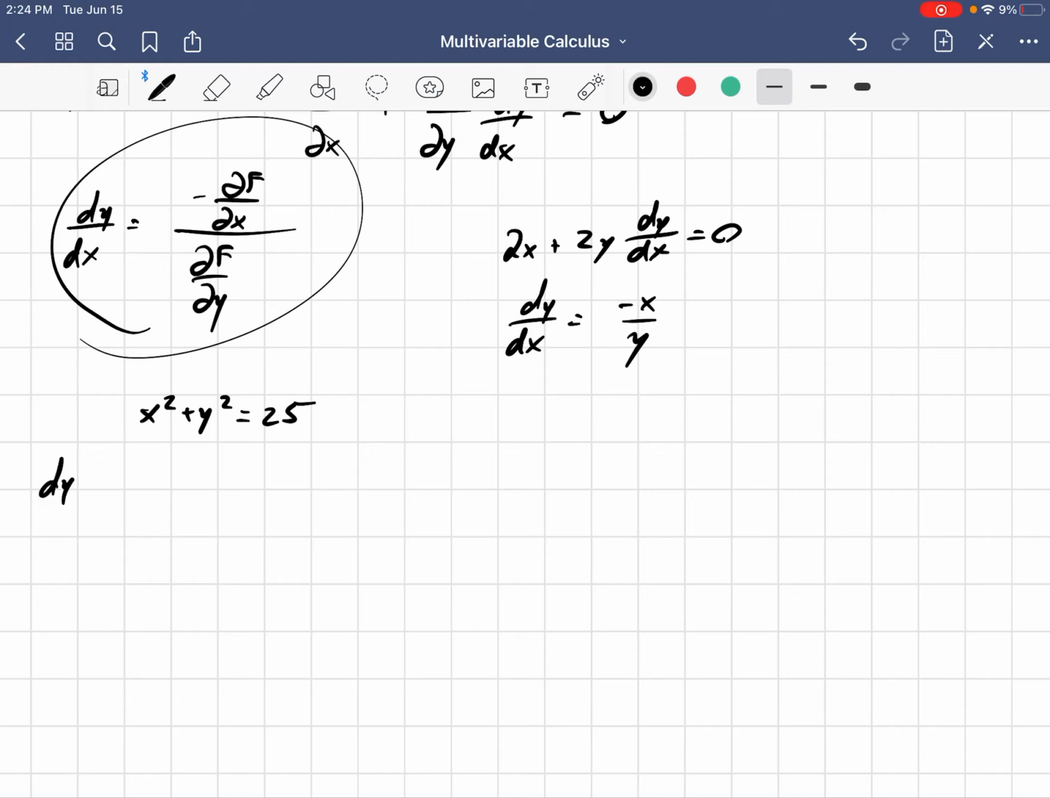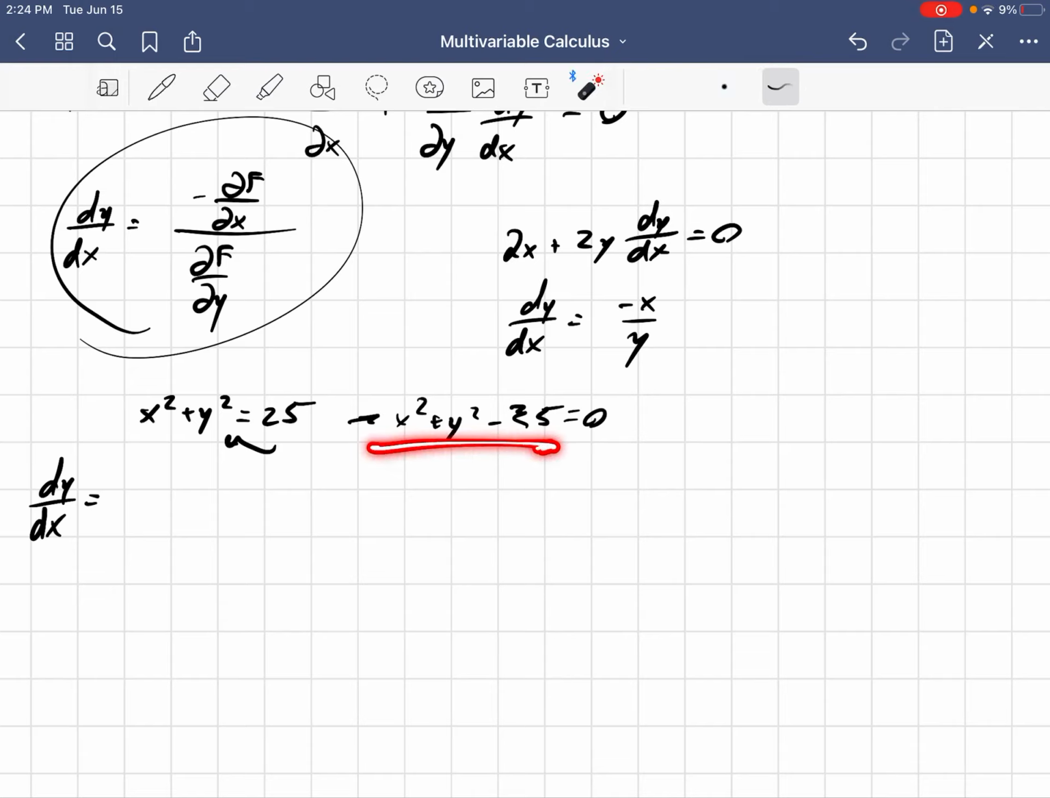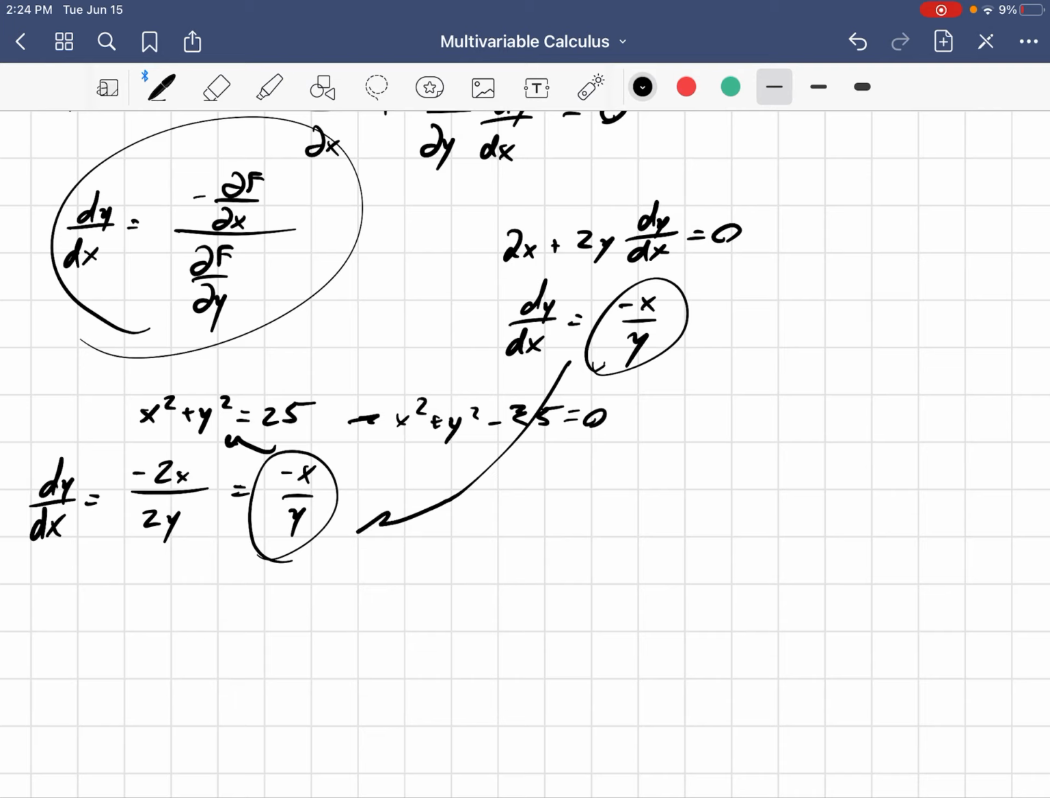So if I say that dy over dx is equal to the negative of the partial with respect to x... really I have to bring this 25 over to the other side to get x squared plus y squared minus 25 equals 0. And now the partial of f with respect to x of all of this, well, that's just 2x. And the partial of f with respect to y of all this is just 2y, aka negative x over y. And we get the same thing.